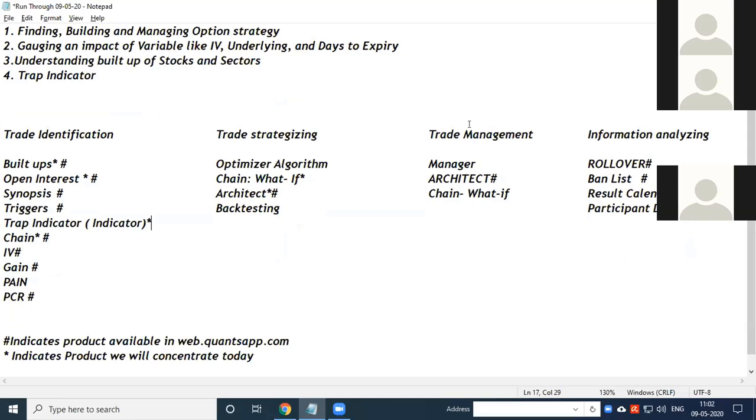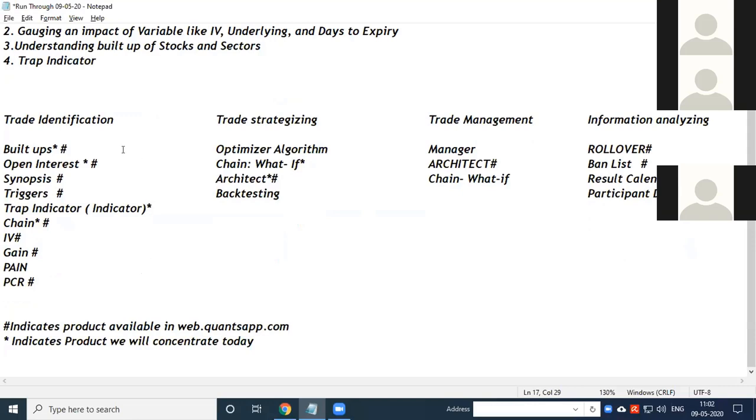So if I bundle all the products which we have available, for trade identification, the most important thing we need to look at is how the build-ups are positioning, be it the build-ups of individual scripts or a sector build-up. Understanding how the participants are actually trading, whether they are taking positions overnight or just intraday, because the focus when we take any trade is to look at how much serious money or serious participation is coming into the market. So I put a lot of stress on build-up.